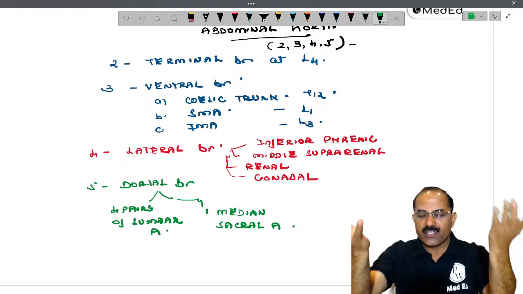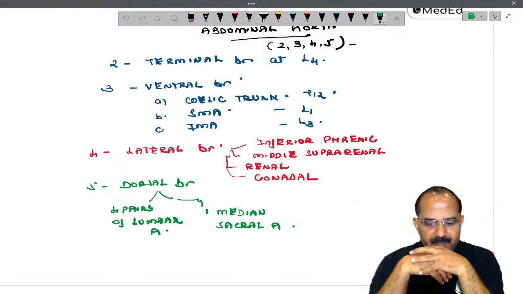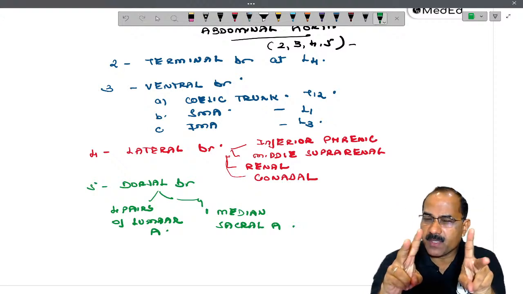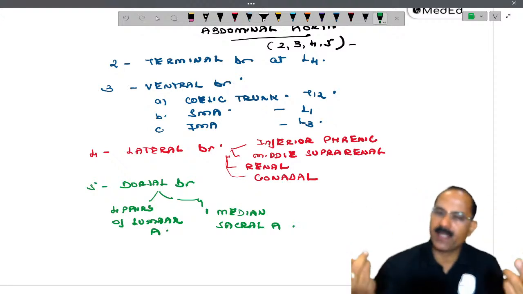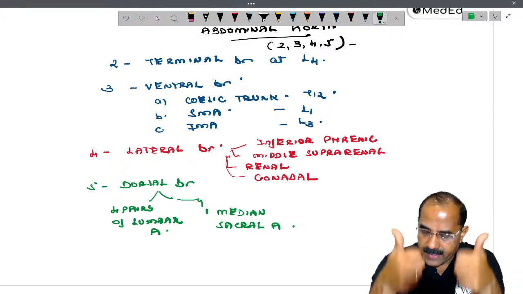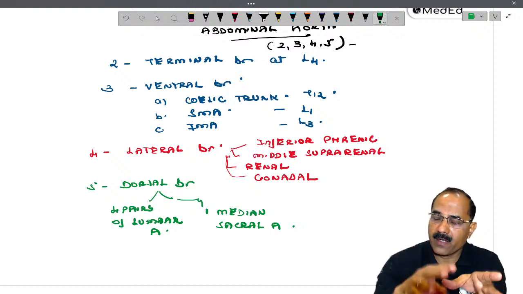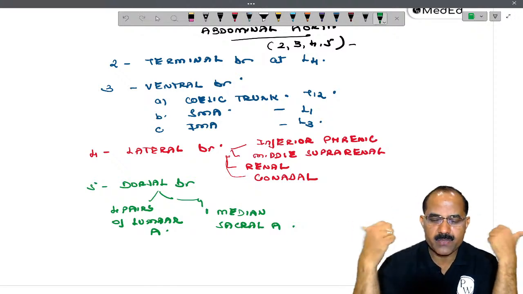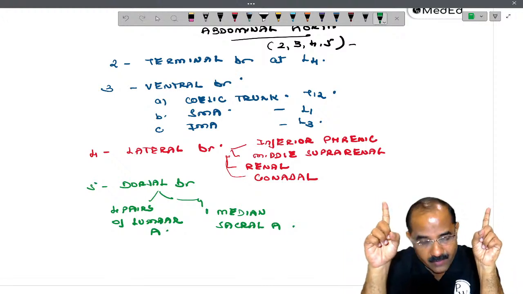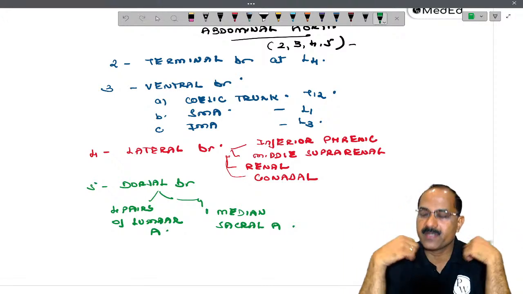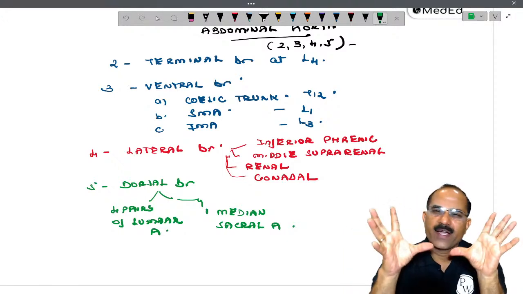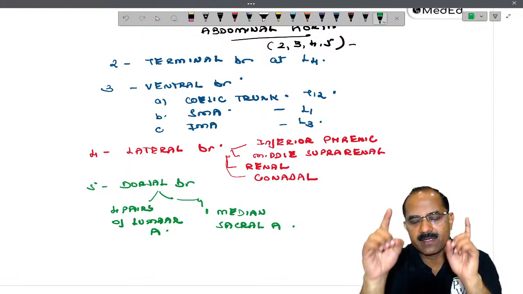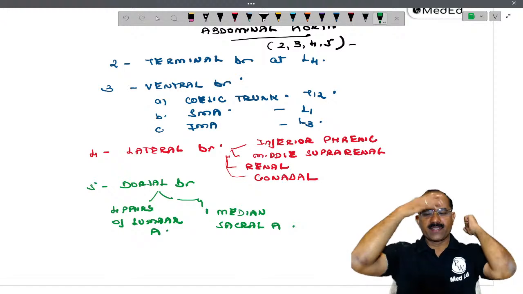And there are plenty of MCQs in this. So 2 terminal branches at L4, that's common iliac. 3 ventral branches: celiac trunk, superior mesenteric, inferior mesenteric. In case vertebral levels are very important. 4 lateral branches, for paired organs: pehla is inferior phrenic, second is middle suprarenal, third is renal, fourth is gonadal. 5 dorsal branches, जिसमें 4 pairs of lumbar arteries and 1 median sacral artery. Perfect.